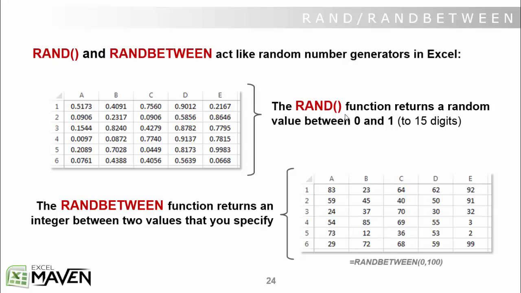15 digits. RANDBETWEEN is similar, except that you can specify the range that you want to determine, and it will return whole numbers between your range. So if I wrote RANDBETWEEN(0, 100) and filled out this array from A1 through E6, here's an example of what I might see. Keep in mind these are volatile functions, meaning that they'll recalculate or re-randomize with any workbook change, so just be aware.